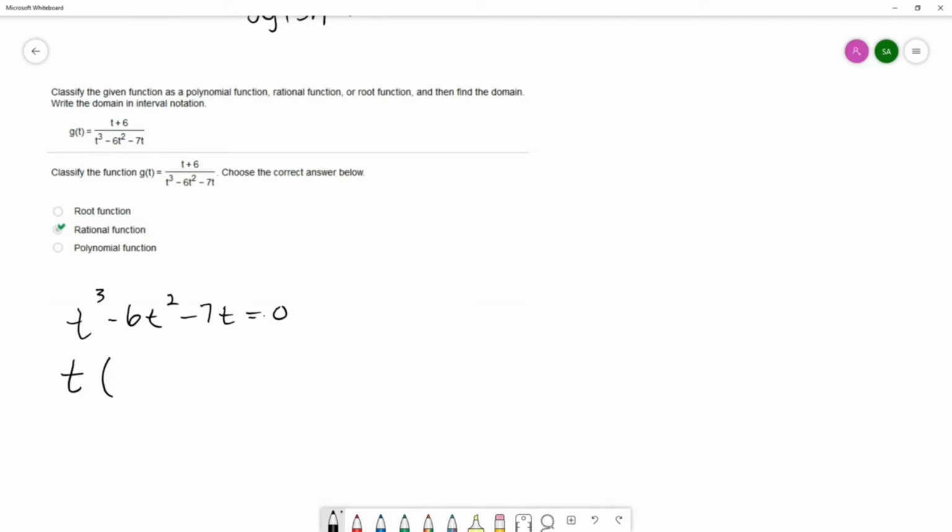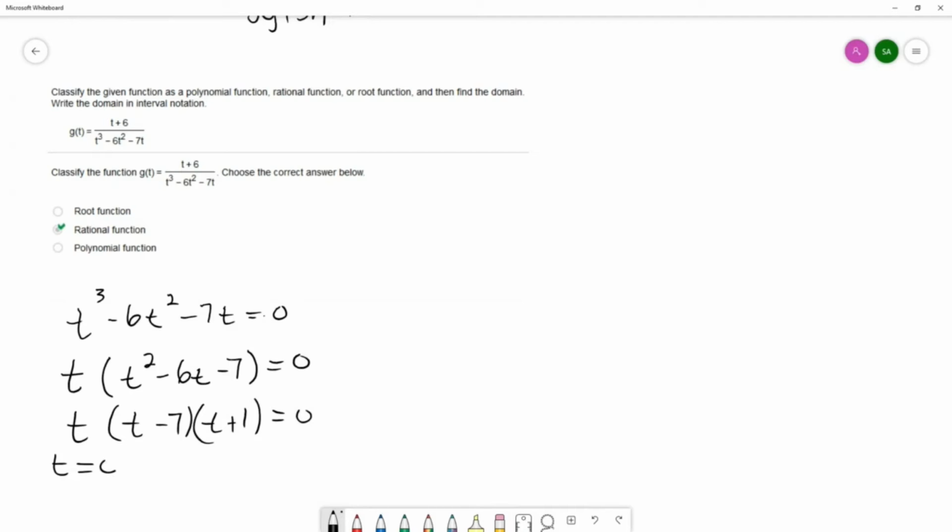I can factor out the t, and then that gives me t squared minus 6t minus 7. I can factor this quadratic a little bit more. t and t, 7 and 1, with a minus on the 7 and the plus on the 1. And then you can set each factor equal to 0. So t equals 0, t minus 7 equals 0, t plus 1 equals 0.